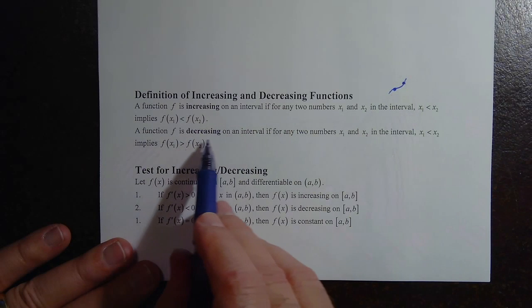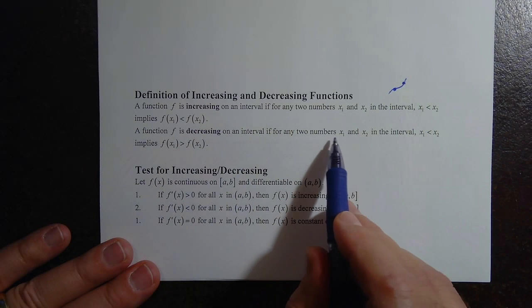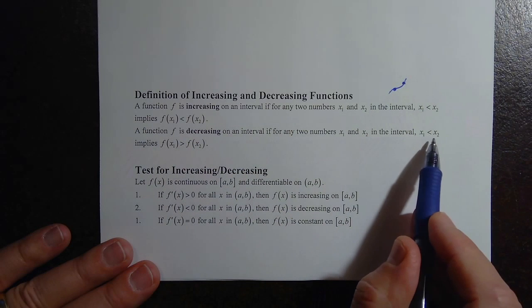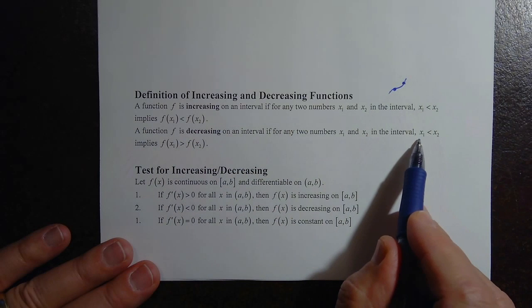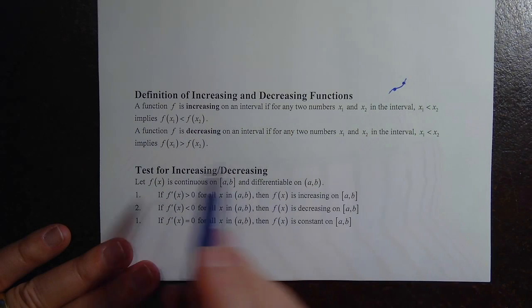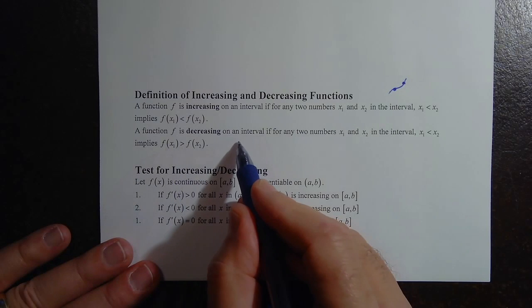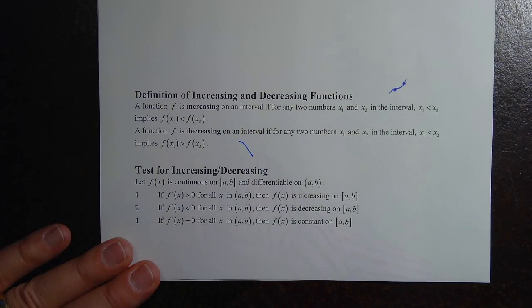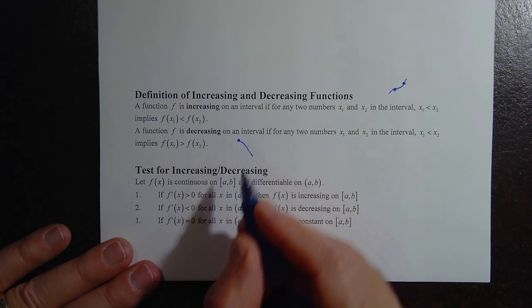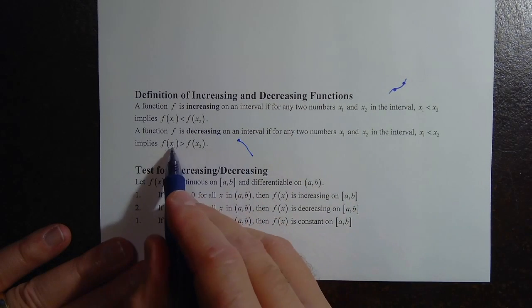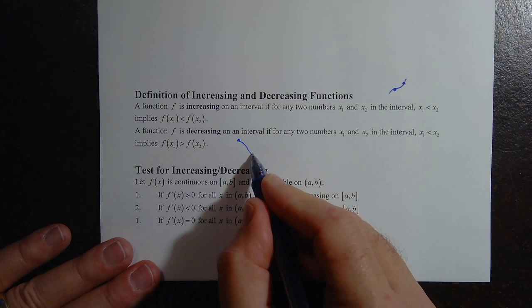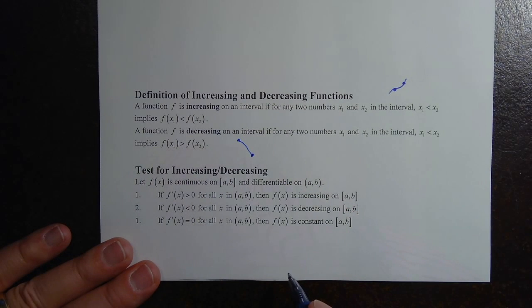A function f is decreasing on an interval if for two numbers, x sub 1 and x sub 2, in the interval, x sub 1 is less than x sub 2. So x sub 1 is the one on the left, x sub 2 is the one on the right. That would imply that f of x sub 1 is greater than f of x sub 2. That means the one on the left is higher, so it would look something like that, and the one on the left would have to be larger than the one on the right. Now, that's the strict definition of how we can tell increasing and decreasing.